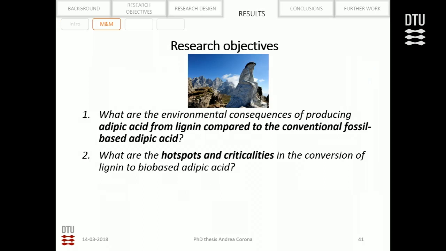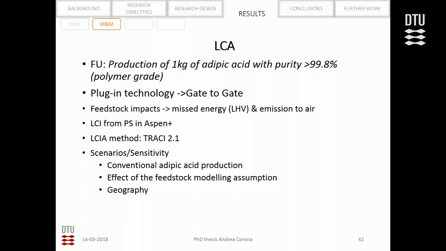So the objective of this research is first to investigate the environmental performance of the adipic acid made from lignin compared to the conventional one, and the second is to identify the hotspots and criticalities within the conversion pathway. For that, we built up an LCA study, whose functional unit is the production of 1 kilogram of adipic acid with polymer grade. We decided to use a gate-to-gate approach because it's a plug-in technology, and also because results from this LCA can also be screened to the LCA of the main bioethanol production pathway.